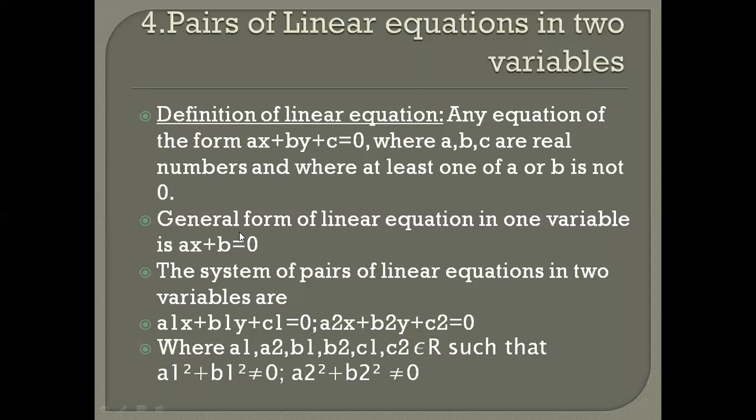Next, general form of linear equation in one variable, which is ax plus b equals 0. This is very, very important for the objective. General form of linear equation in one variable is ax plus b equals 0.